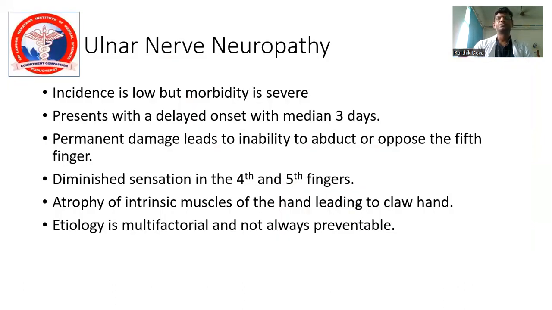Ulnar nerve neuropathy. Incidence is low, but morbidity is severe. It presents with a delayed onset, median 3 days. Permanent damage leads to inability to abduct or oppose the fifth finger, diminished sensation in the fourth and fifth fingers, and atrophy of the intrinsic muscles of the hand leading to claw hand. These are all the signs of ulnar nerve neuropathy. It is multifactorial and not always preventable.